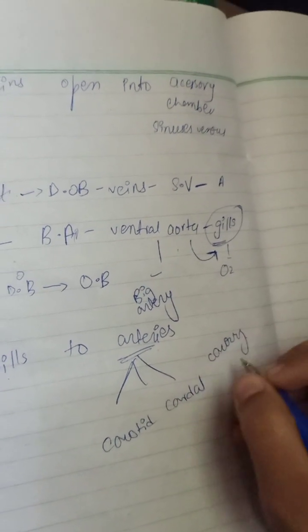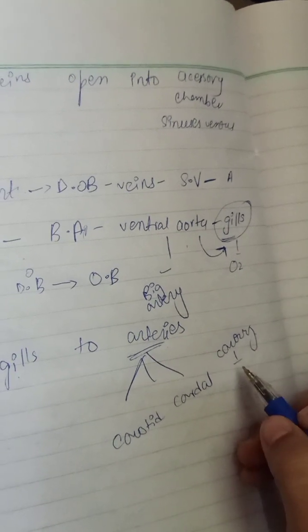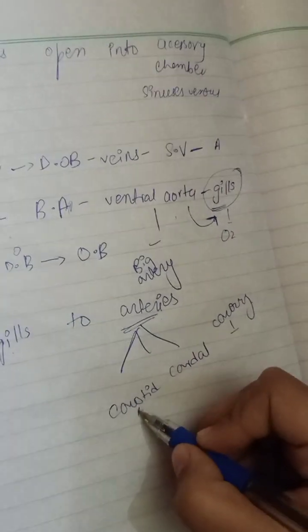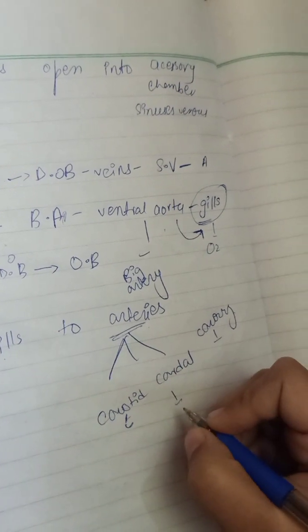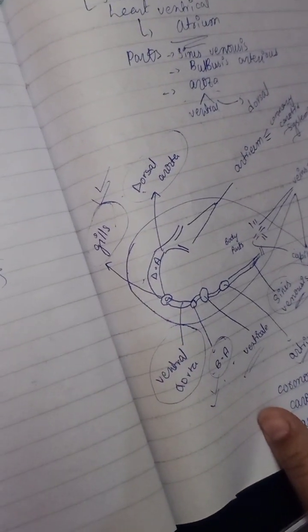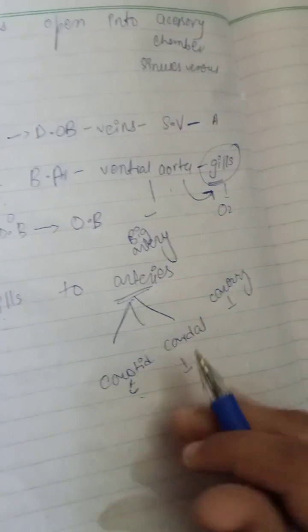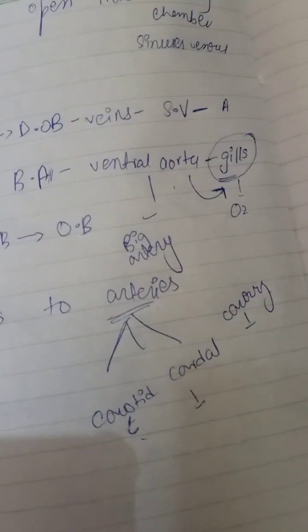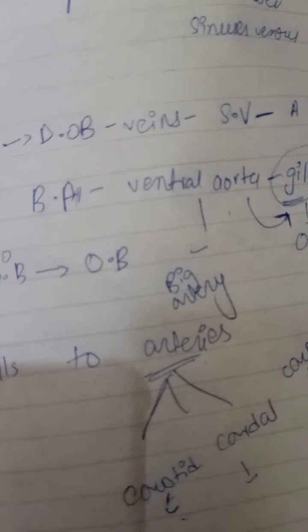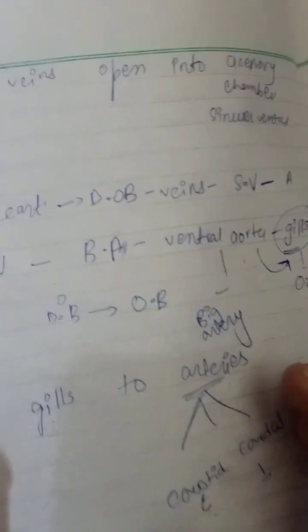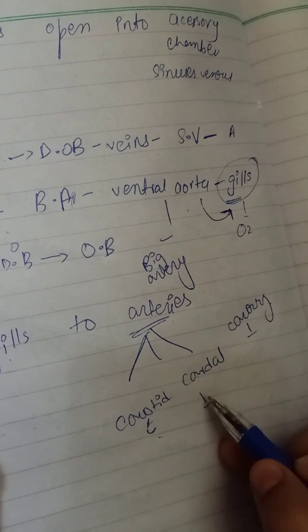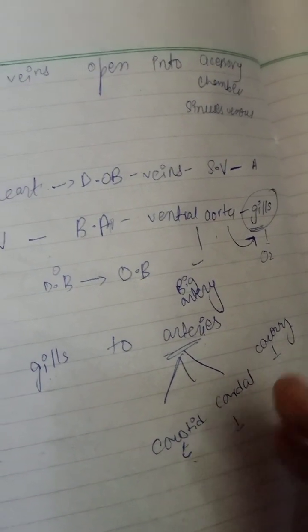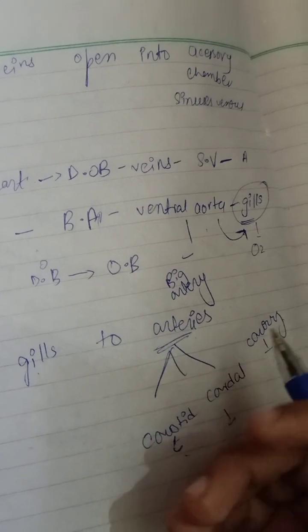So coronary will take the oxygenated blood to the heart, and carotid will move toward the head region, and caudal will move toward the rest of the body. So these all basically, as you can see, the O2-utilized blood becomes oxygenated blood from the gills.